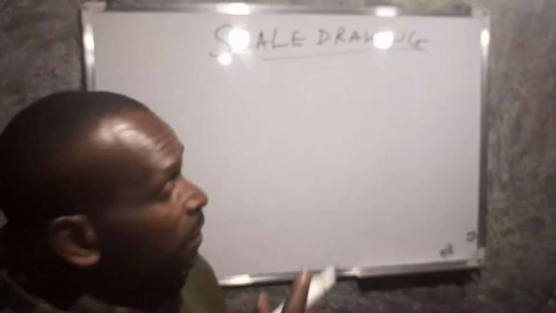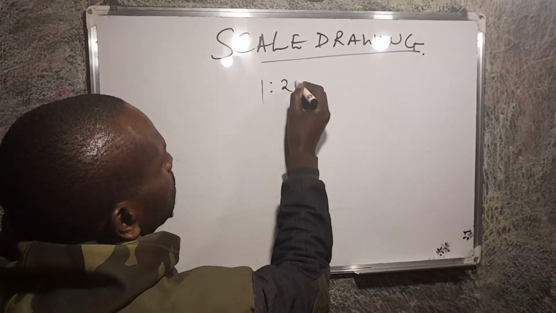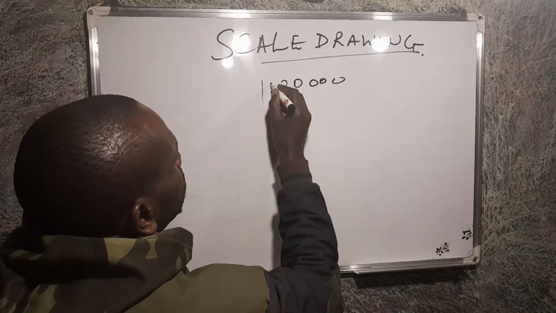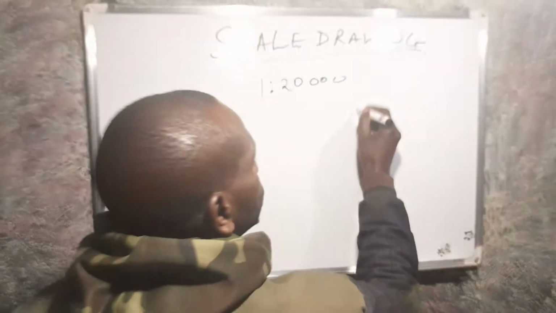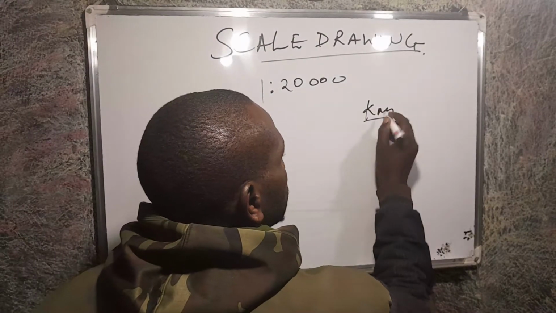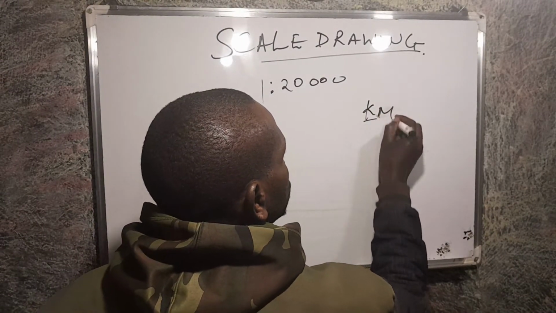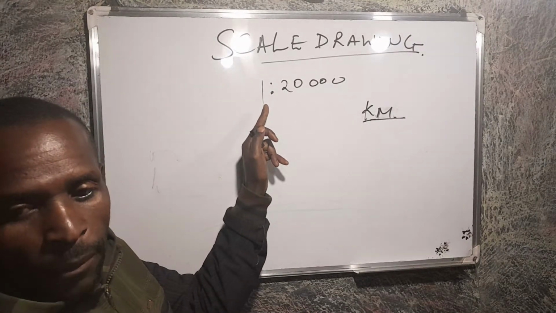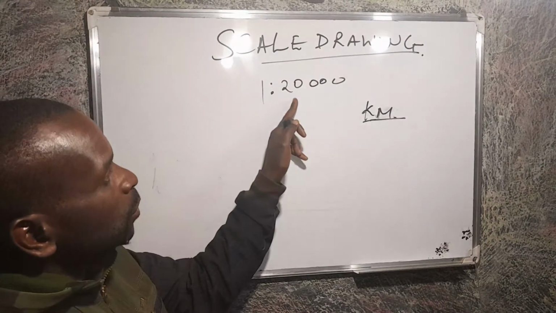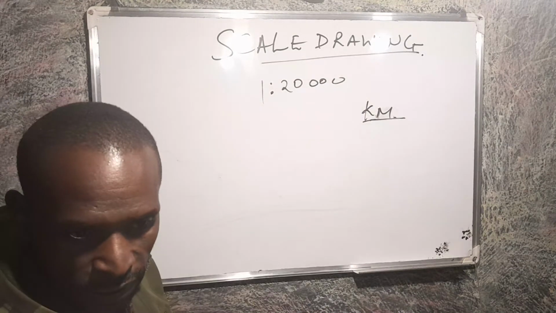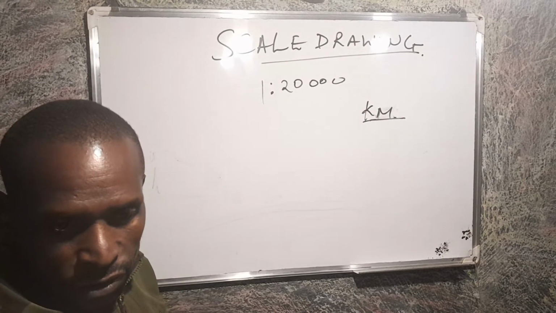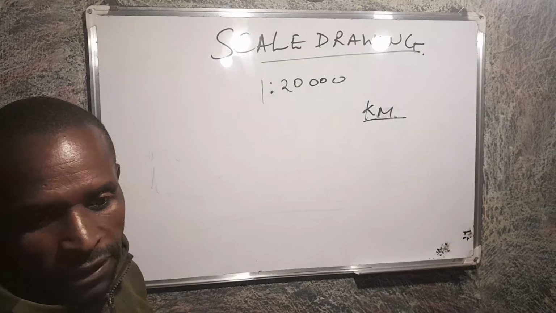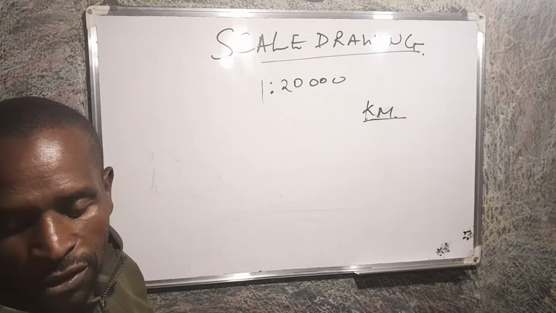A map is drawn on the scale 1 to 20,000. What is the length in kilometers? I have told you, when you see you are given kilometers, they want units. You come back to the scale. 1 centimeter represents 20,000 centimeters on the ground, isn't it? So change this one to meters first. Let's change to kilometers.